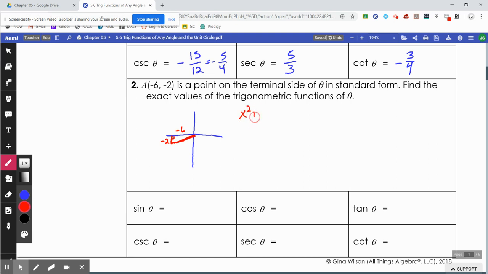You can do x squared plus y squared equals r squared, the Pythagorean theorem. That gives you 36 plus 4 equals r squared. So 40 is r squared. So r is the square root of 40, which you can split into root 4 times root 10. So r would be 2 root 10. So my x was negative 6, my y was negative 2, and my r is 2 root 10. So there's all my values.